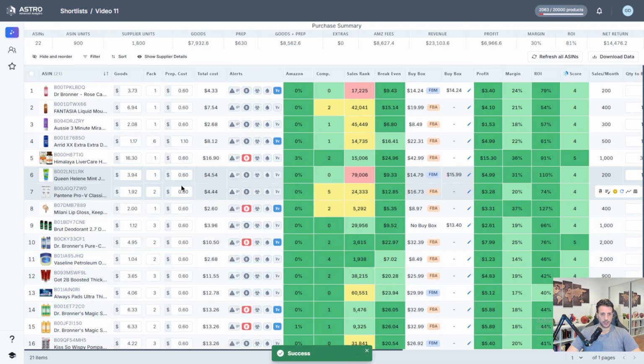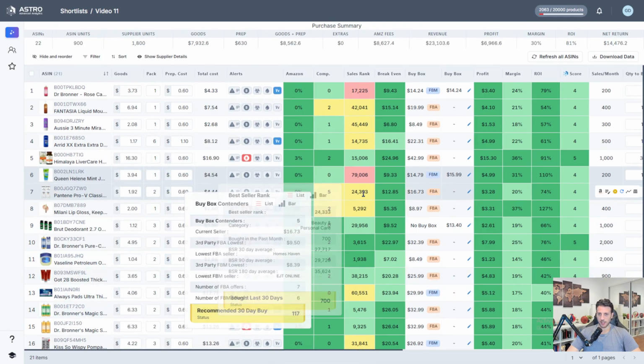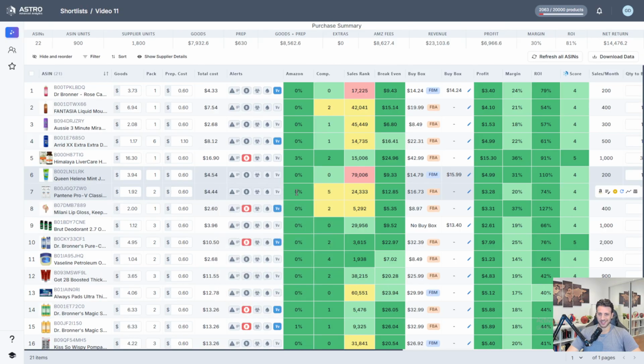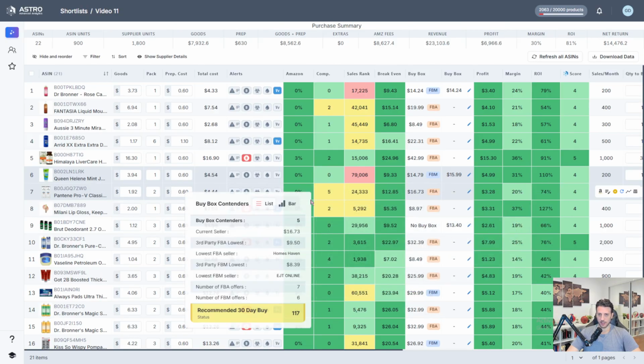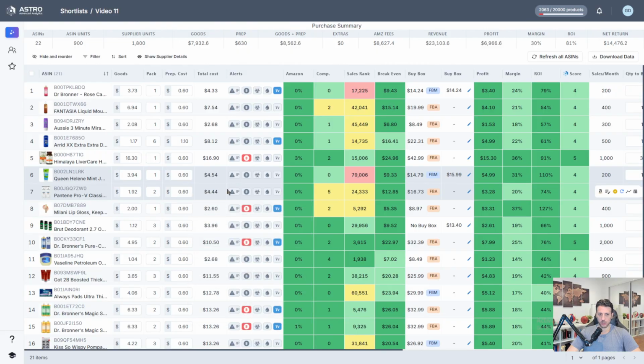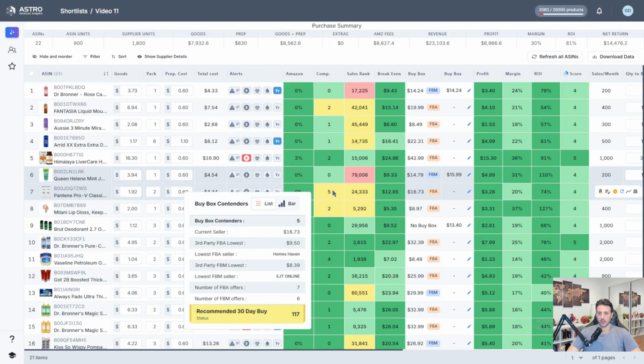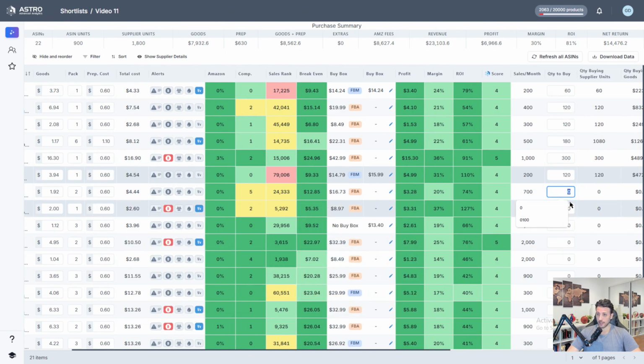Pantene 2-pack. We have it as a 2-pack, yes. Just looking at the data points here, I see nothing wrong with this product. There are no IP alerts. There are no alerts in general. The recommendation is to buy 117. I usually buy less than the recommendation, so I'd probably buy 96.